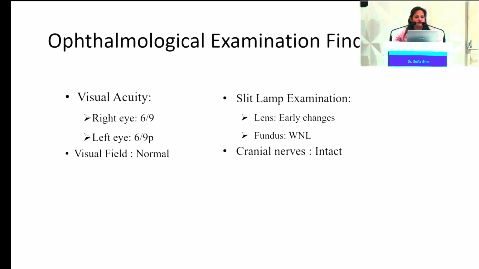Coming to the ophthalmological examination findings, his best corrected visual acuity in the right eye was 6/9 and left eye was 6/9. Pupil was round, regular, and reacting to light. On slit lamp examination, all the appendages and adnexa were within normal limits, and the lens had early lens changes, and fundus after dilatation was within normal limits. Other cranial nerves were intact.